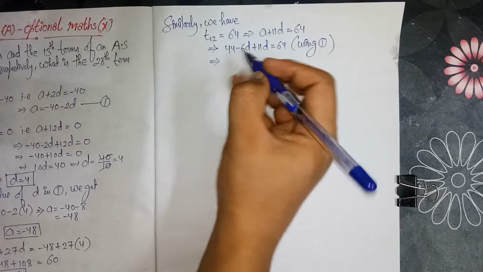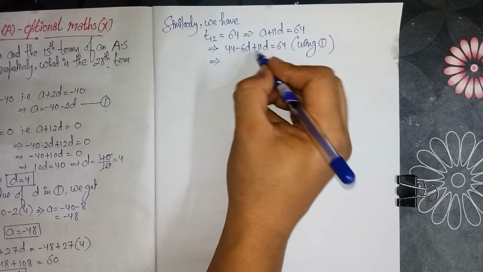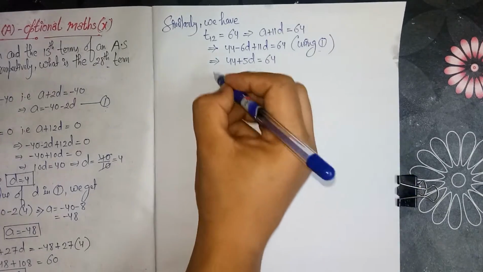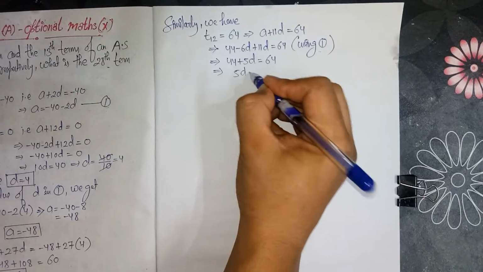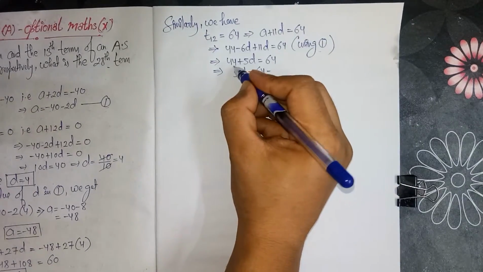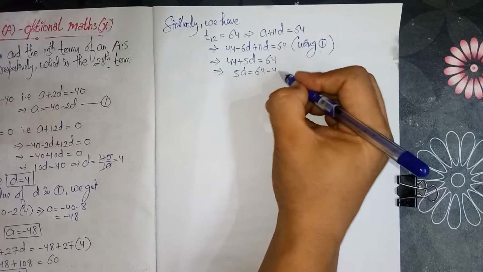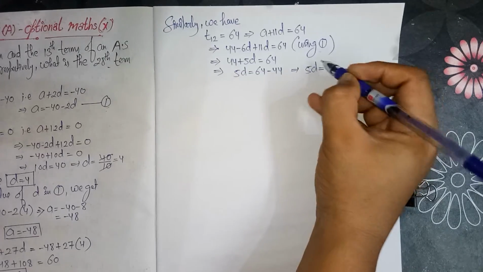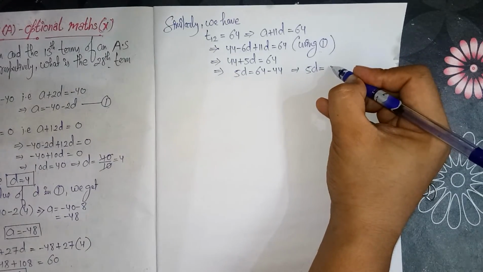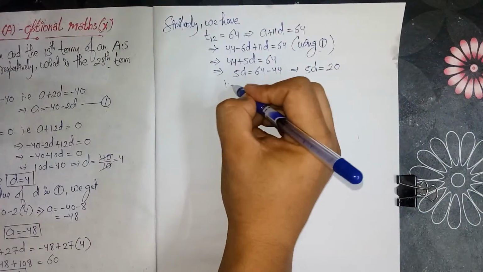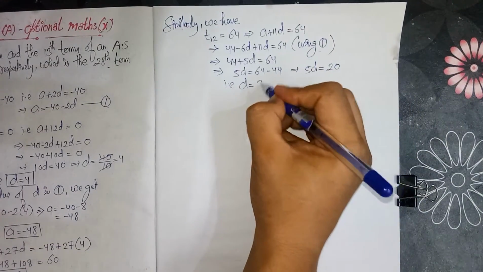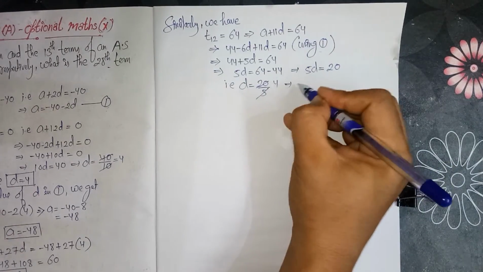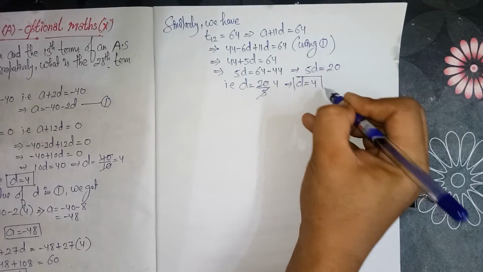So this is equal to 44 minus 6D plus 11D, which is 5D, equals 64. This implies 5D equals 64 minus 44, because when 44 is shifted to the right hand side it becomes negative. 64 minus 44 is 20, so D equals 20 by 5, which is 4. So this is the value of D.